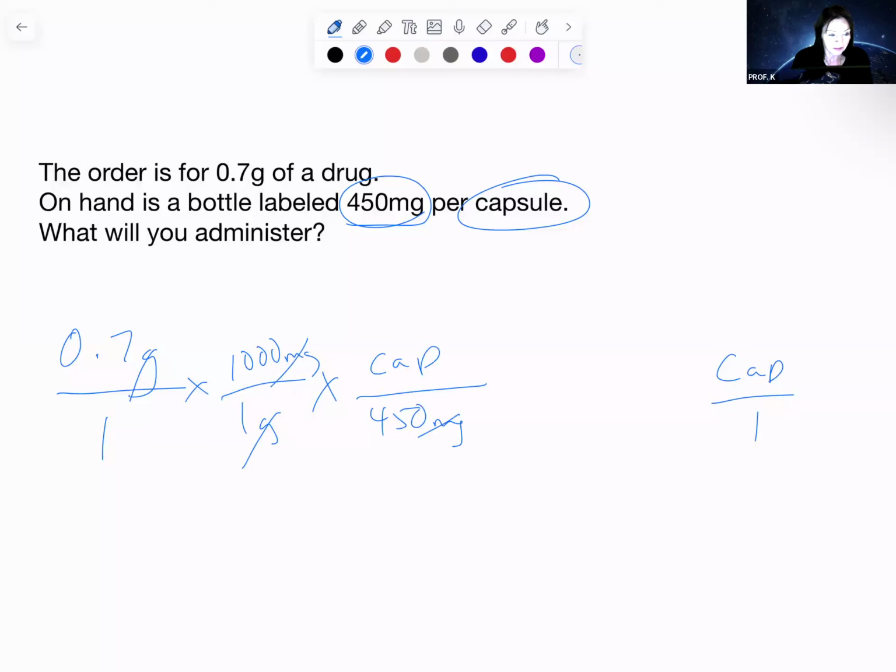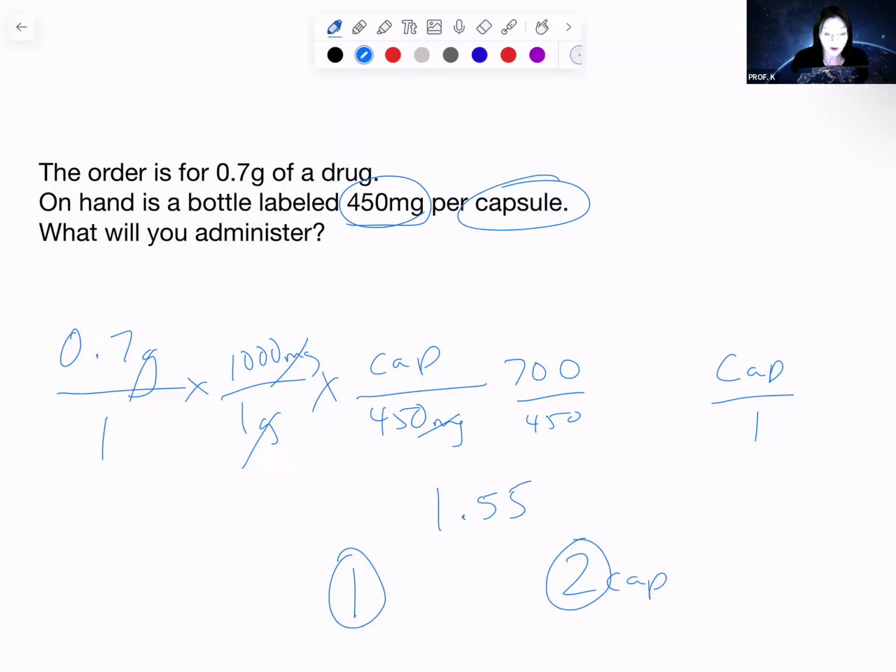So now it's just math. So 0.7 times 1,000 is 700. And 450 times 1 is 450. Now, when I divide that, it gives me 1.55. But I can't give 1.55 of a capsule. I either have to give 1 capsule or 2 capsules, right? I have to make a decision.